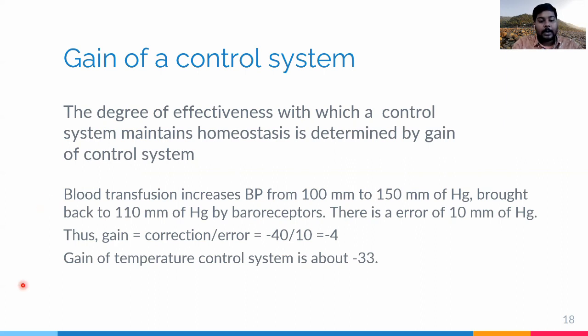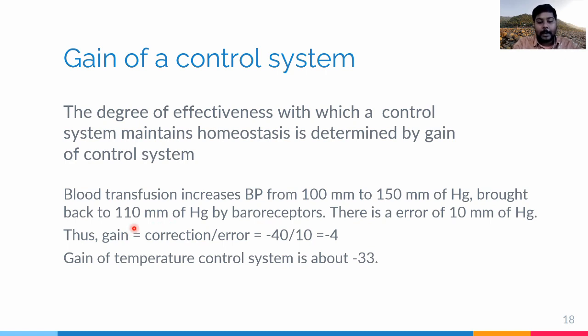Here is a sample problem in which we calculate the gain of a control system. A blood transfusion in a person, say, increases the blood pressure from 100 millimeters of mercury to 150 millimeters of mercury. But baroreceptors do not like a change in blood pressure in our body, and thus baroreceptors, after detecting this increase, signal the brain in order to decrease the blood pressure back to the original value. After the baroreceptors have signaled the vasomotor center of the brain, the blood pressure is decreased back to 110 millimeters of mercury.